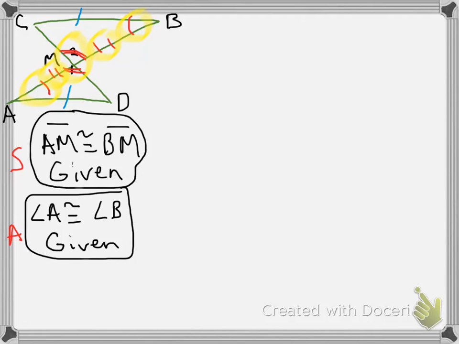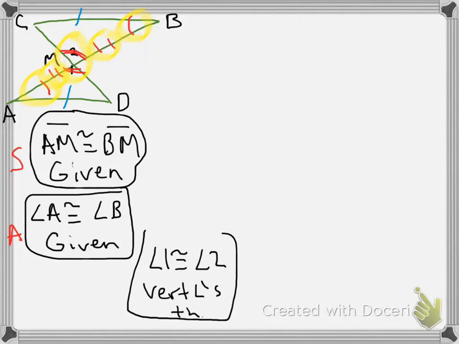And so we have two angles and a side, and we'll see which one it works with in a second, which one it goes with. Some of you already know. And so we have one more piece of information. We know that angle 1 is congruent to angle 2, and that's because they're vertical angles. So the vertical angles theorem says that the vertical angles are congruent. And that is another A for us.